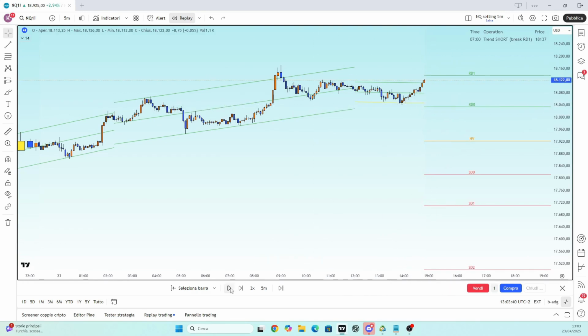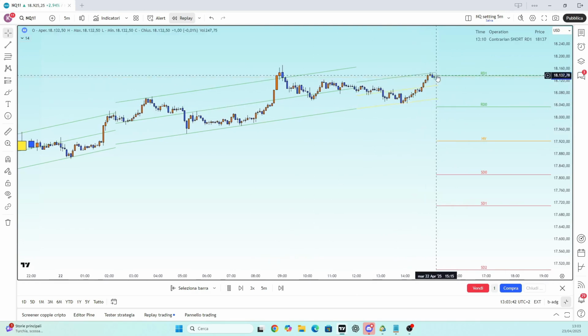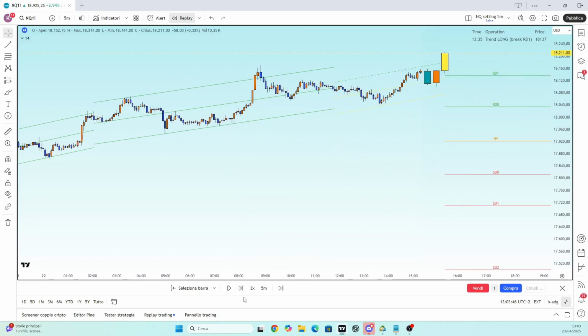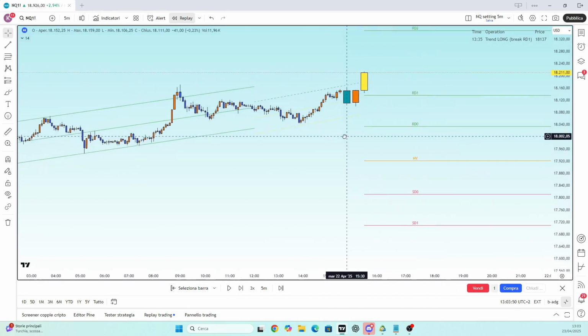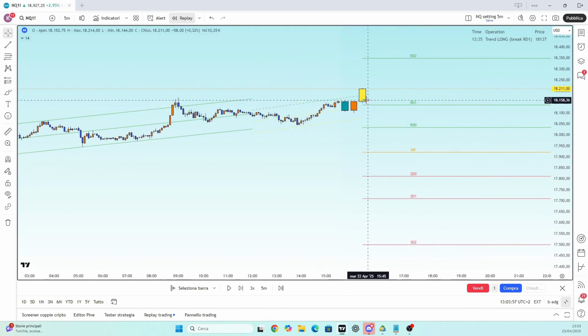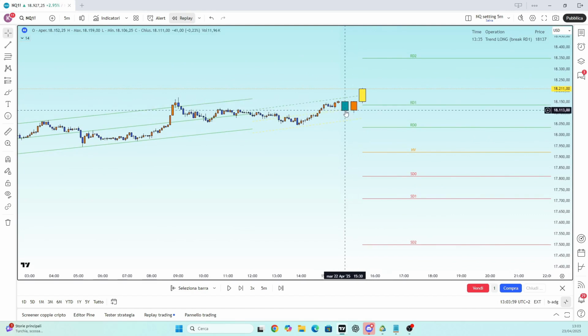So let's see how it will end now. Here it is. In short, we arrive at the market opening on RD1. We are now at 3:30, okay? Past 9:30 American time, when the American markets are opening.